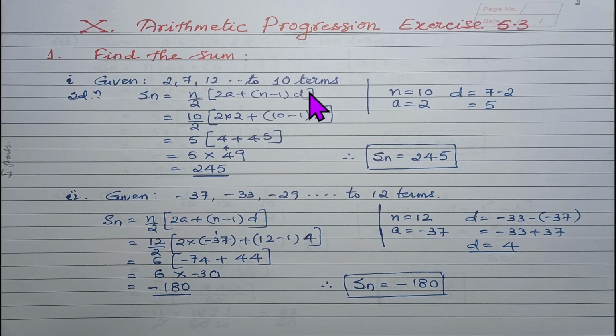Please remember this formula, that is the sum of n terms is equal to n upon 2 in the bracket 2a plus (n minus 1) into d. a is the first term, d is the common difference, and n is the number of terms. So we know those three values here.